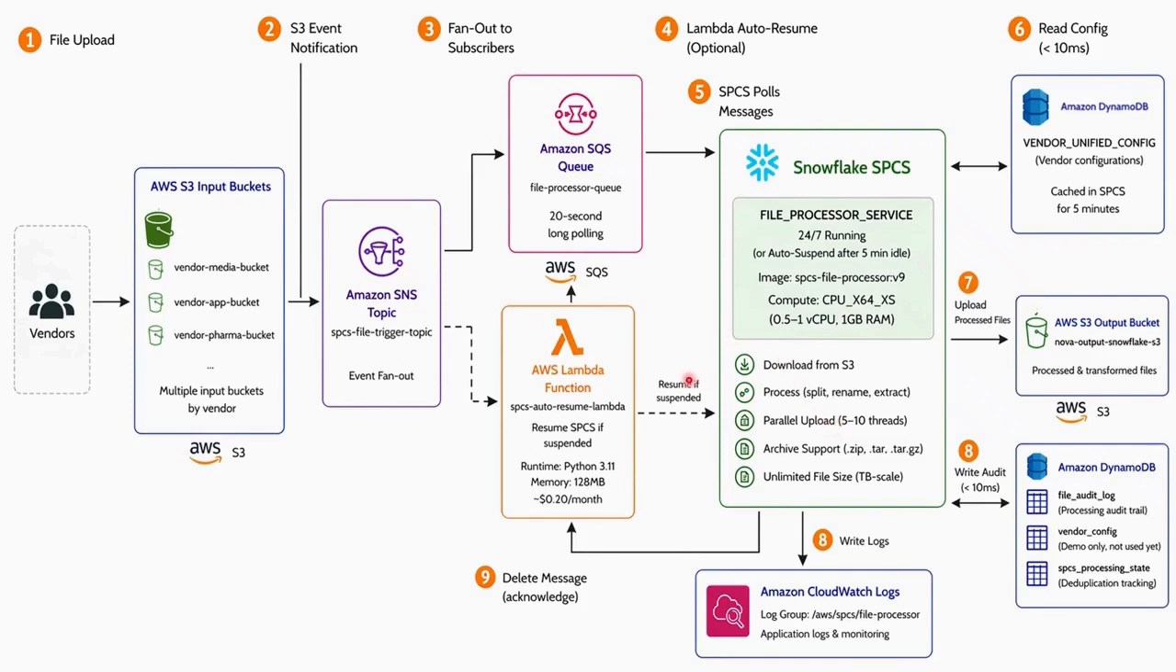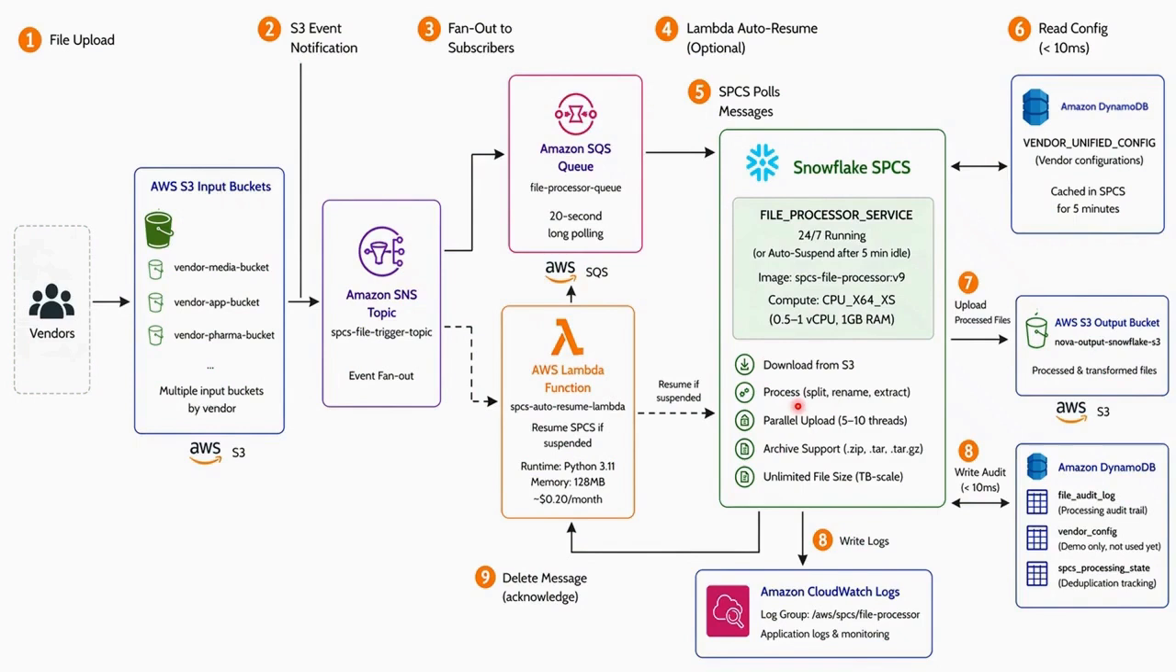Next step is SPCS polling. Once active, the SPCS container continuously polls the SQS queue using long polling. This ensures efficient message consumption, reduced API calls, and better cost efficiency. SPCS here acts as the core processing engine of the system.